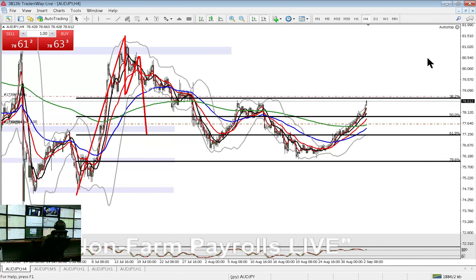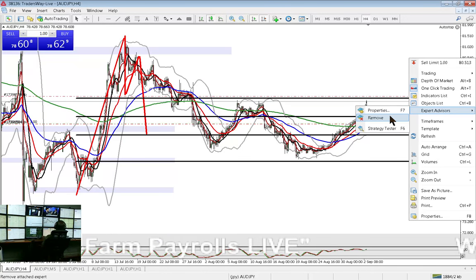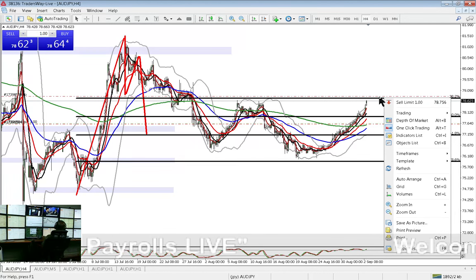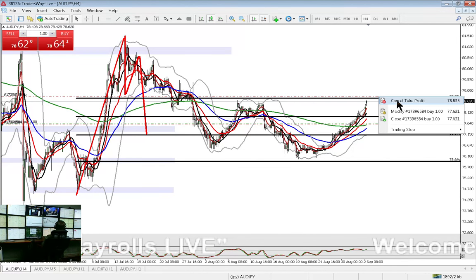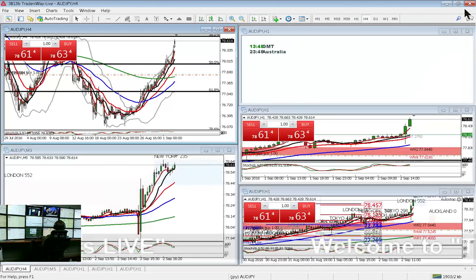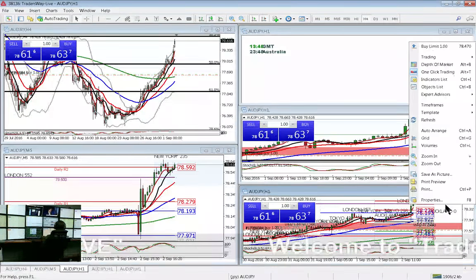I got an EA running. Is it this one? Oh, that's so dangerous. Remove EA. That's twice. I've deleted this twice. I don't want to get out of this trade. Cancel, take profit. Damn, it keeps coming up. Let me double check. I don't have any others on this. Ah, there's another one here. Golly.